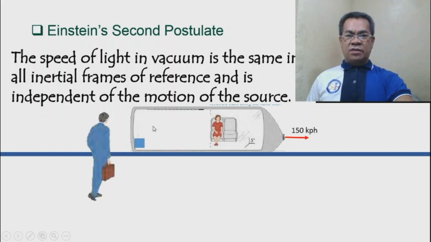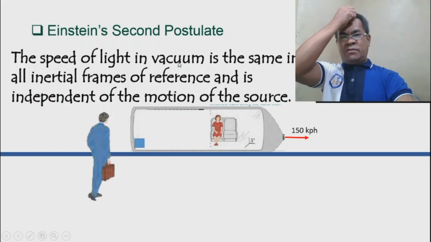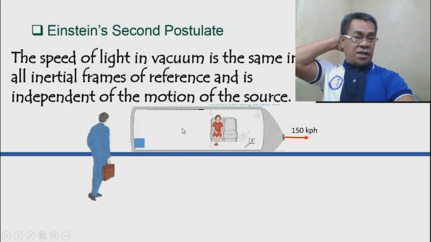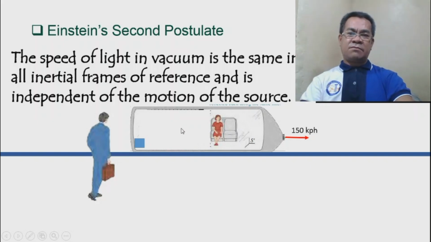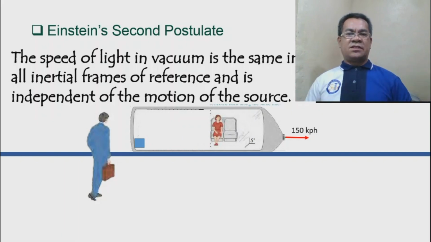Whether it is moving to the left or moving to the right, the answer is always the speed of light. This is the second postulate of Einstein. What is the meaning of that? Therefore, we cannot apply the Galilean transformation in this case. Why? Because the Galilean uses two observers, and the two observers have different answers for the particle moving.